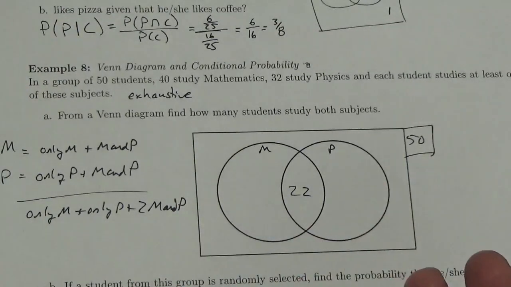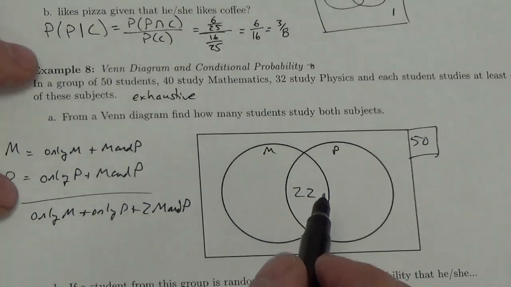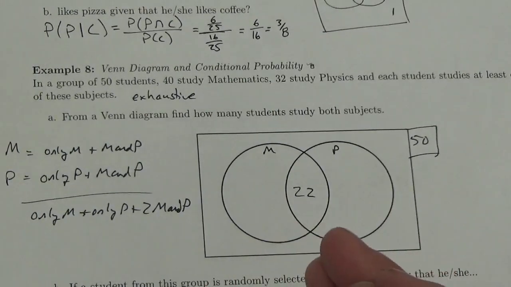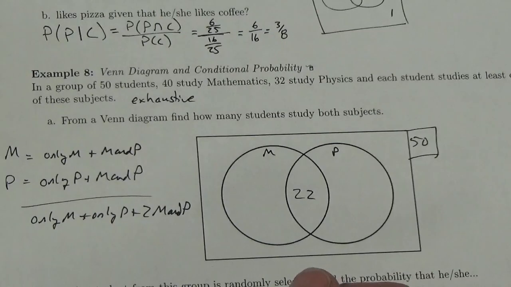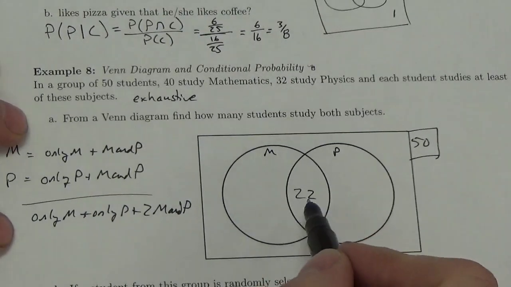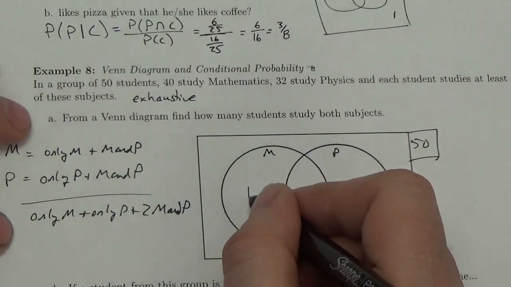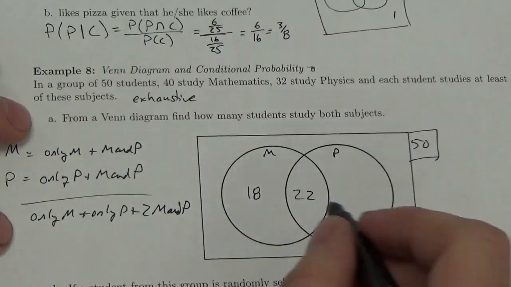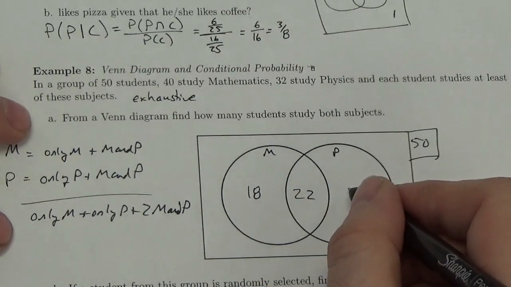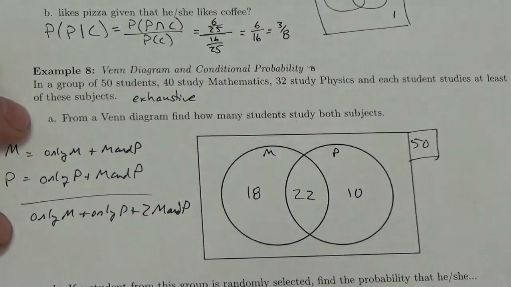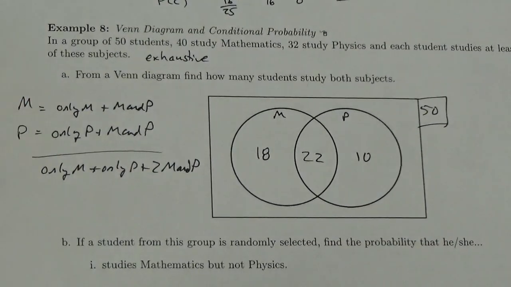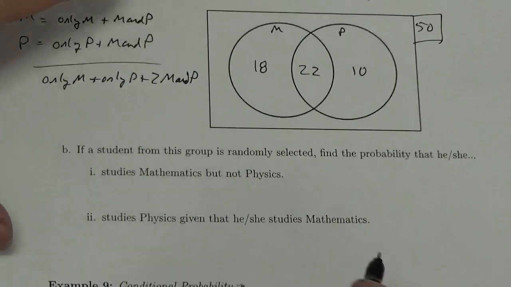Well, I was 22 too big, so that means the middle portion here must be that piece that I was going to subtract. Now, if that's 22, then I can tell you right now that this part here studying only mathematics must be 18, and this part here studying only physics must be 10. Just by doing a little bit of subtraction here. So now we can answer the rest of this.